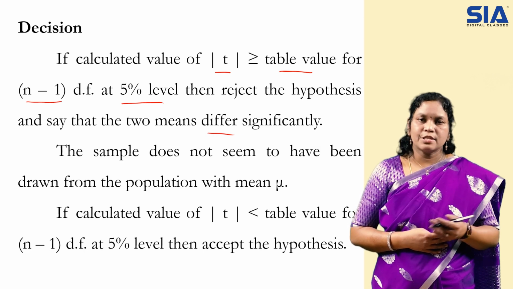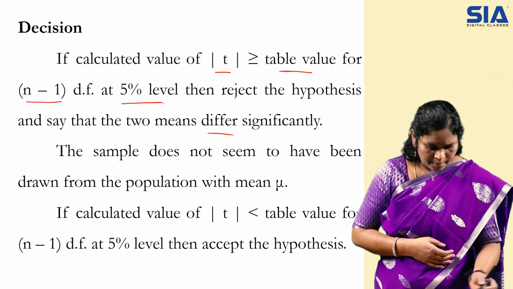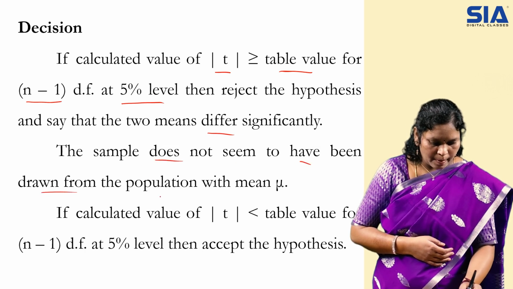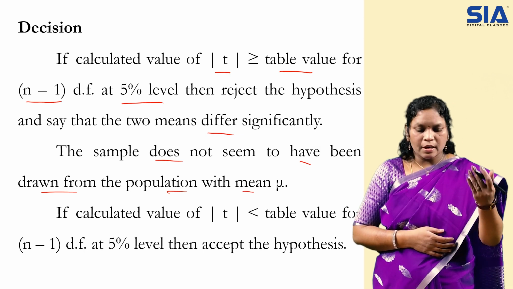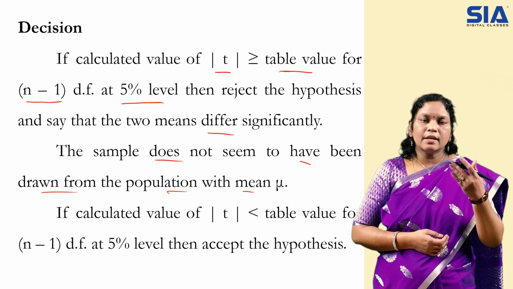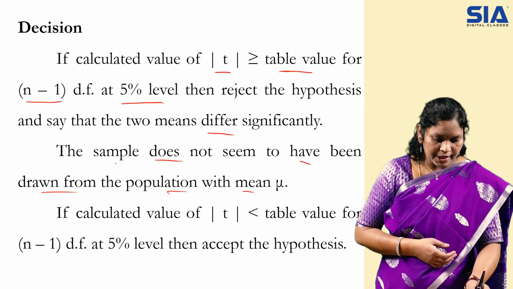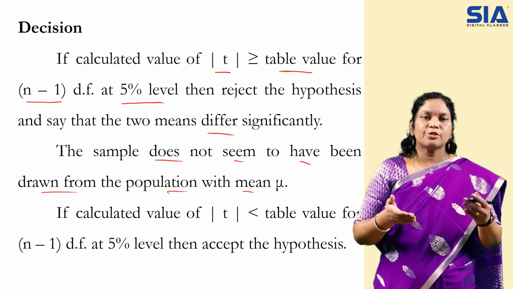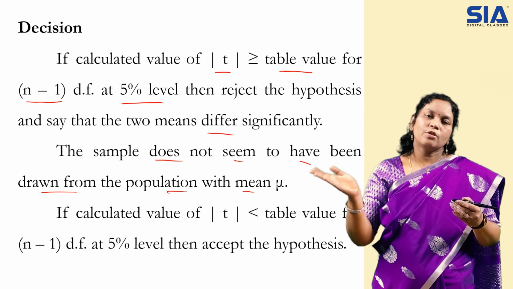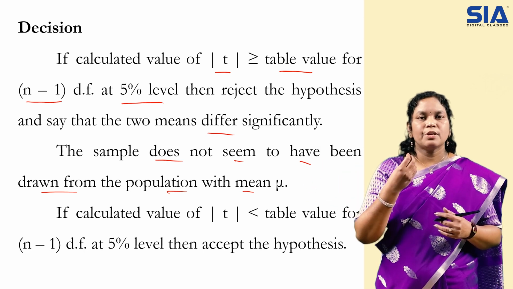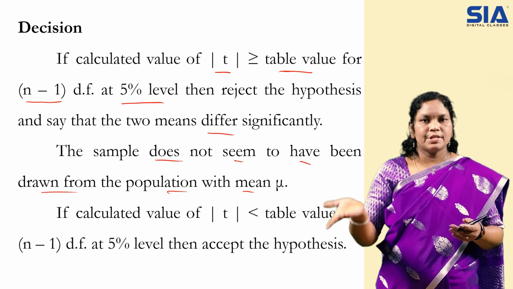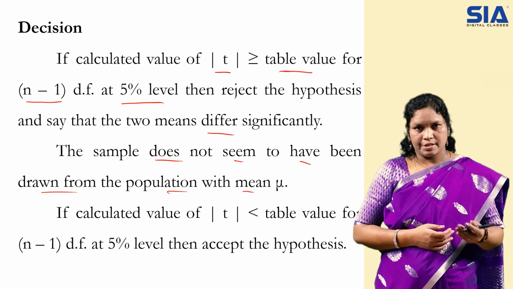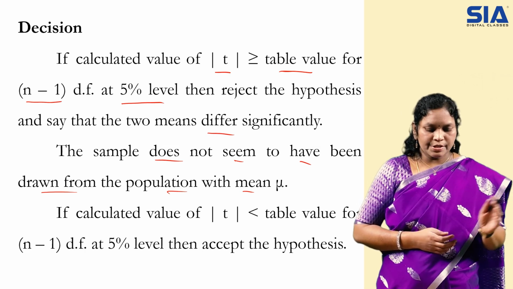Let us check the conclusion as well. The sample does not seem to have been drawn from the population with the mean mu. If the calculated value is greater than the table value, this conclusion we can write. We consider H naught as the sample being drawn out of the population, so here we have rejected the null hypothesis, and as a conclusion the sample is not drawn from that population.